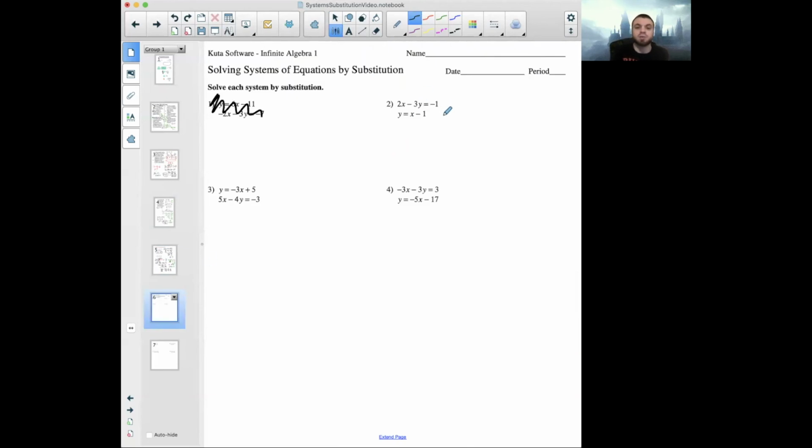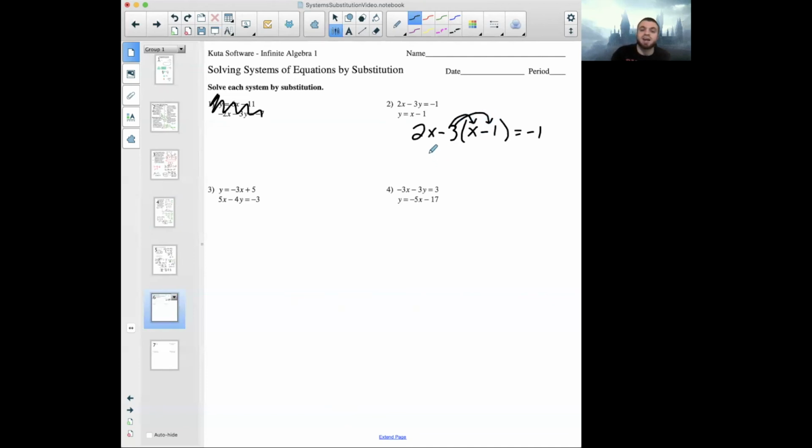So here we go. 2x minus 3y equals negative 1. y equals x minus 1. So what we know is y is already alone. So 2x minus 3, and instead of writing the y, I'm going to write x minus 1 equals negative 1. Please make sure you understand how I did that one, okay? Took the x minus 1 and I plugged it in for y.